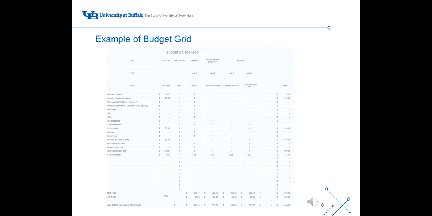This is an example of a PBG used to build a budget. Remember to add the RC time, the study coordinator time, the PI time, and the data entry time and overhead to your grid. Once this is completed, you'll have a good estimate of what the study will cost per visit, per subject enrollment.